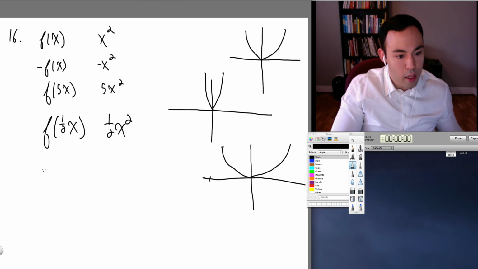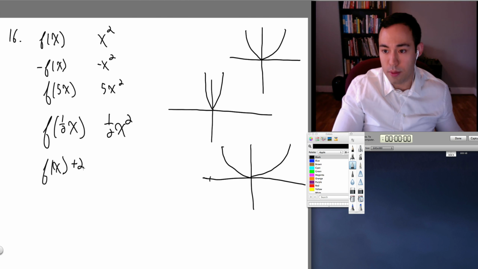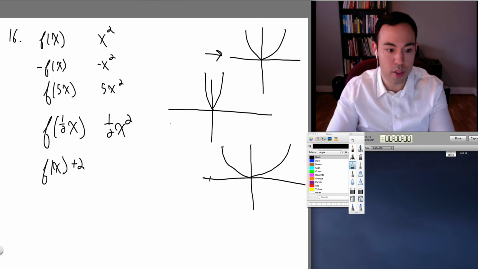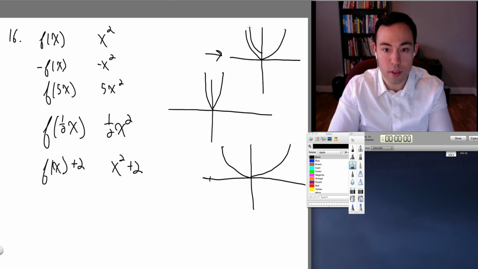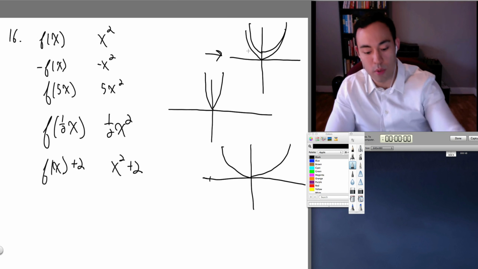Okay, now we have, what if we just add a value to our function? What that does to the original function, if this is the original, so in other words, this would be x squared plus 2, for instance, that's going to shift you up 2 units along the y-axis. It's going to look exactly the same, but just be shifted up.